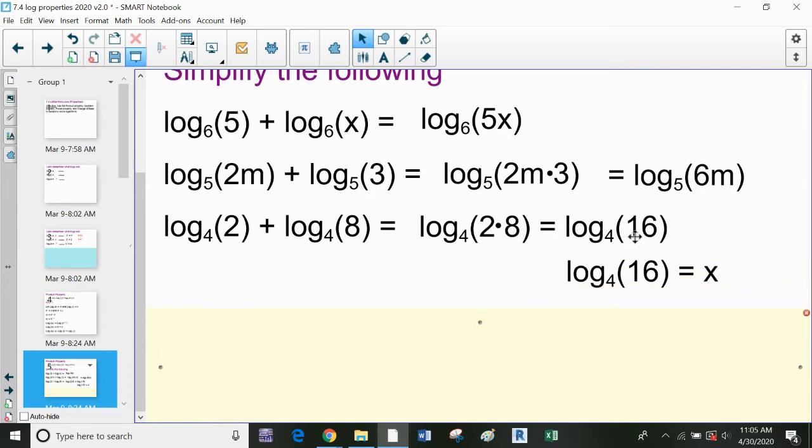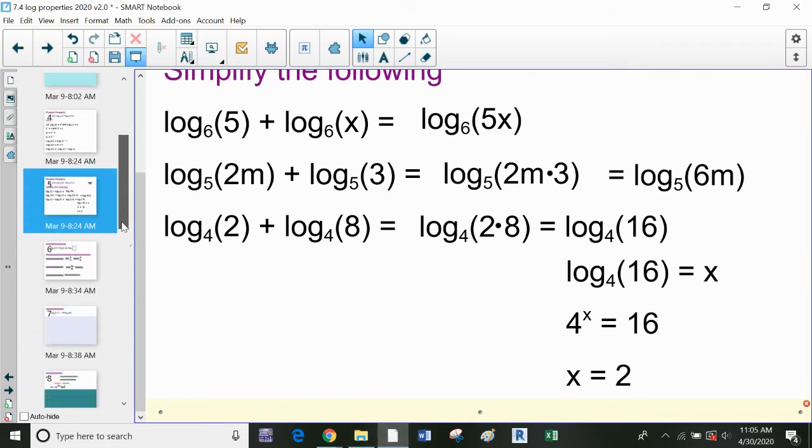Let's take log base 4 of 16. Let's set that equal to x. Now, put this into exponent form. So you've got your base to your exponent equals your argument. 4 to the x power equals 16. Now, can you simplify that even more? Of course you can. So this entire original expression over here, log base 4 of 2 plus log base 4 of 8, actually just simplifies down to 2.